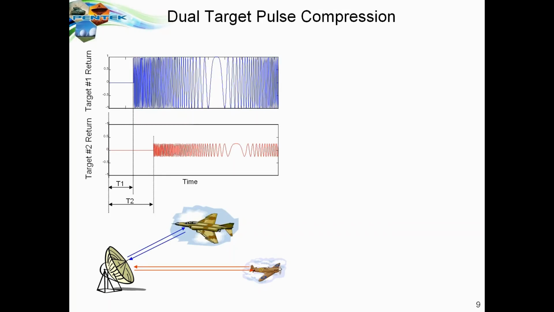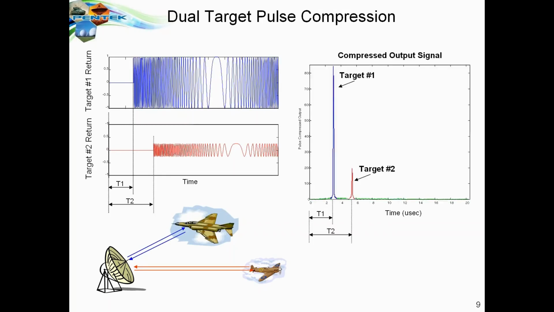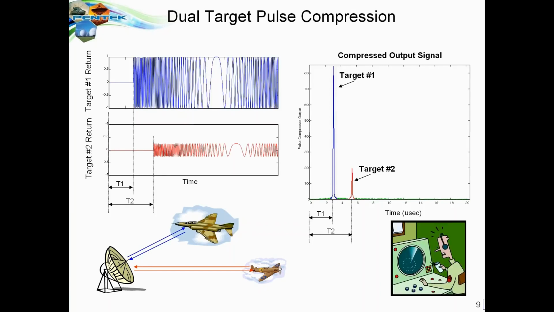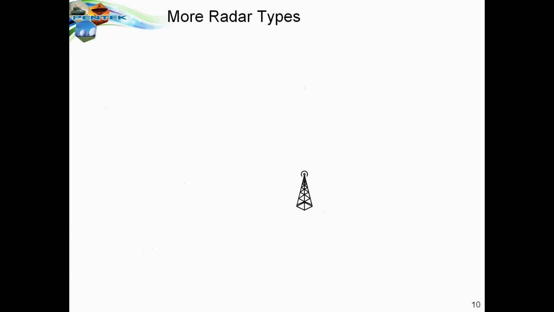But if we're using a pulse compression algorithm, what we get as the result is a two-spike display in time, which then tells you precisely where target 1 is and where target 2 is in time. Again, the wide duration of the chirp pulse is reduced to a single spike in the pulse compression. So you can see why pulse compression is such a useful algorithm for radar.